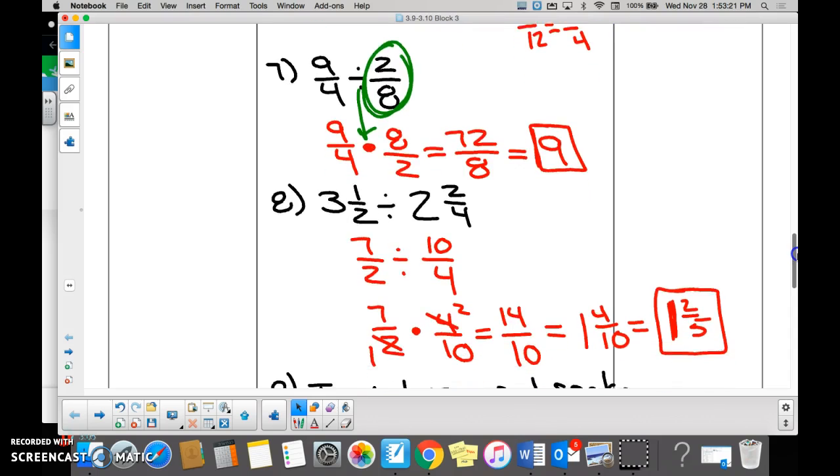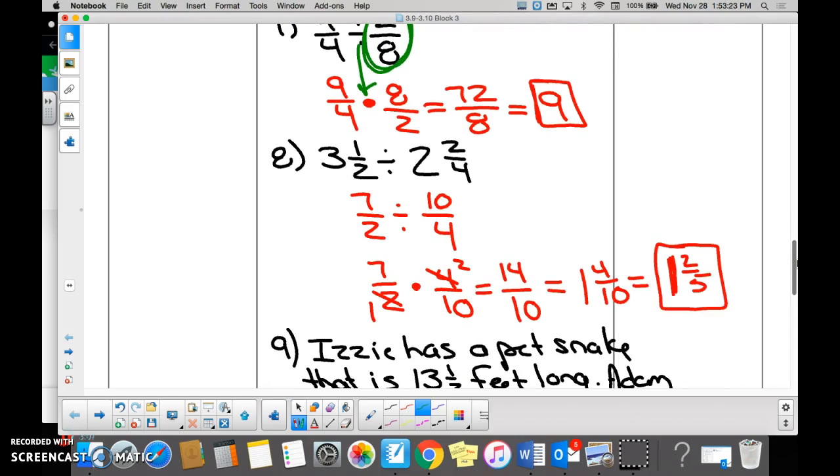Okay, and then you flip the second and multiply. Ooh, what's this? Why did we cancel out this 2 and this 4? Cross reduce. 2 and 4 have a common factor of what? 2 and 4 have a common factor of 2. So the 2 divided by 2 is 1, 4 divided by 2 is 2.